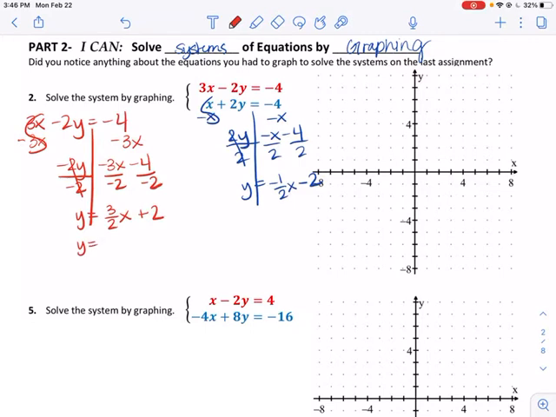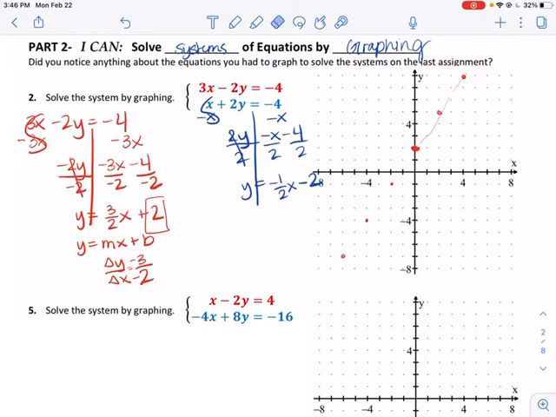Remember, this is y equals mx plus b. So I always graph the b first. So we're going to put 2 on our y-intercept. So there's my 2. Then 3 over 2 is my slope. That's my change in y over change in x. So I'm going to go up 3, right 2. And I'm going to make that negative to get my other points, because a negative divided by a negative is a positive. Down 3, left 2, down 3, left 2, down 3, left 2.